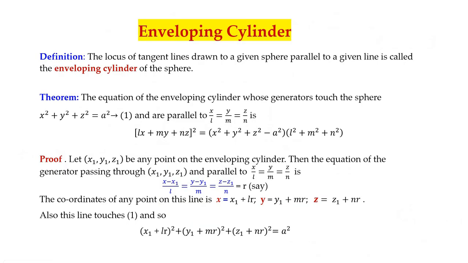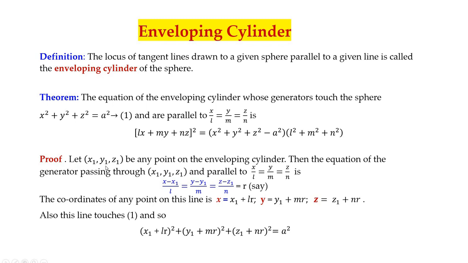So now we will pass on to the equation of the enveloping cylinder. The locus of tangent lines drawn to a given sphere parallel to a given line is called the enveloping cylinder of the sphere. Now we will derive the equation to find the equation of the enveloping cylinder. We proceed in this way. The equation of the enveloping cylinder whose generators touch the sphere and are parallel to this is given by.